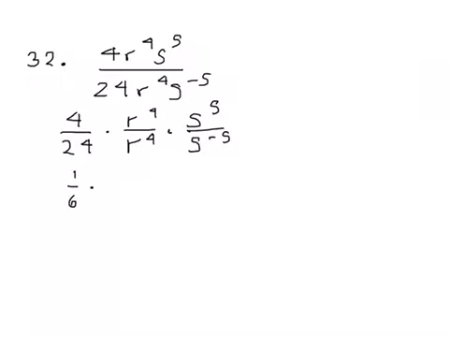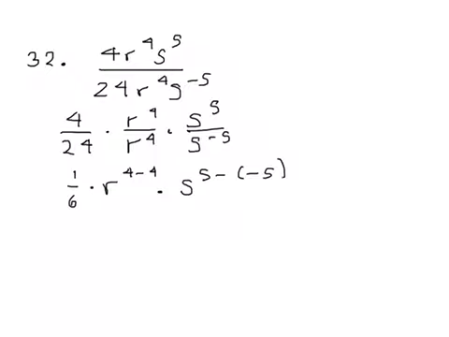R to the 4th over r to the 4th. Now we could subtract those exponents. In fact, let's do it. Good practice. So r to the 4th, and I'm subtracting this exponent, so 4 minus 4. And that's times s to the 5th minus a -5.